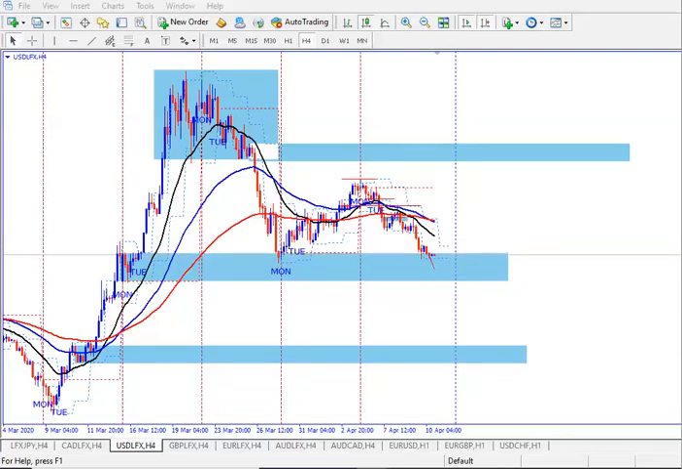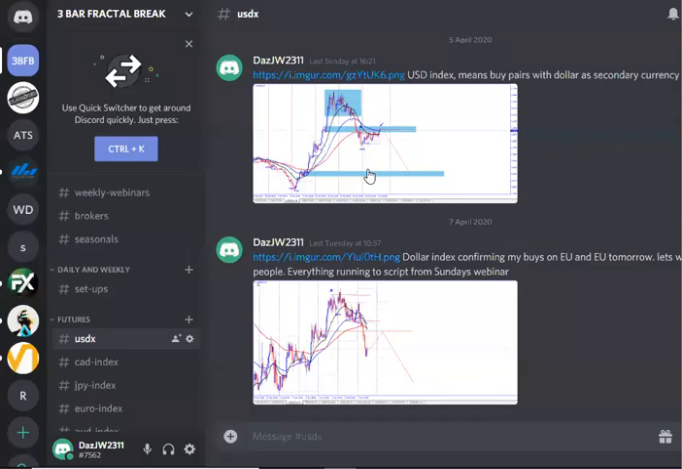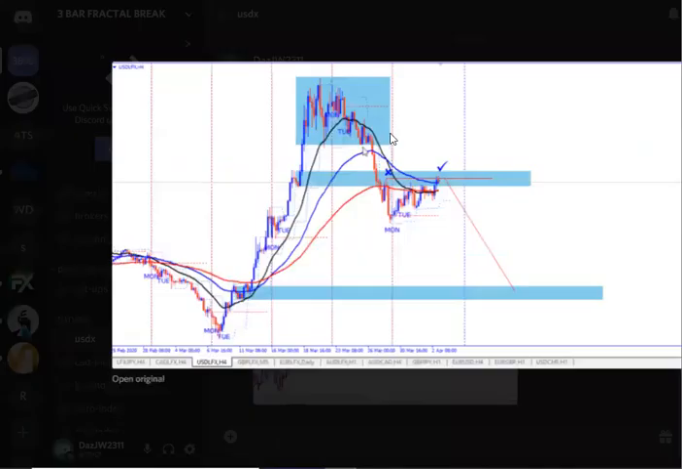But starting off with the US dollar index, last Sunday we was looking at this move from the previous week that come up and finished around this area, and I expected a bearish dollar. I've got some screenshots. This was from last Sunday, where I was looking for the stops, and then we're looking for a down movement.